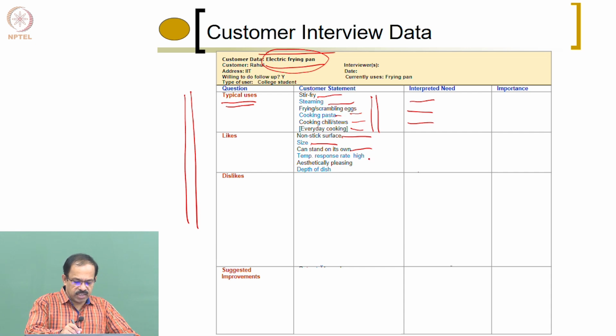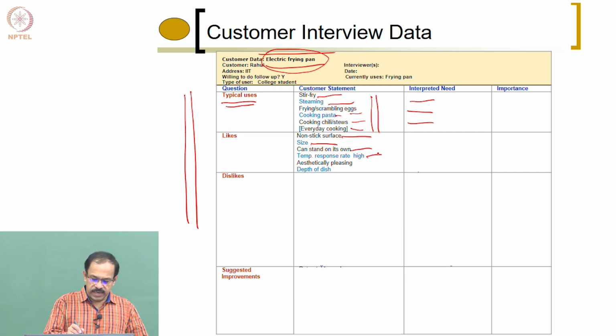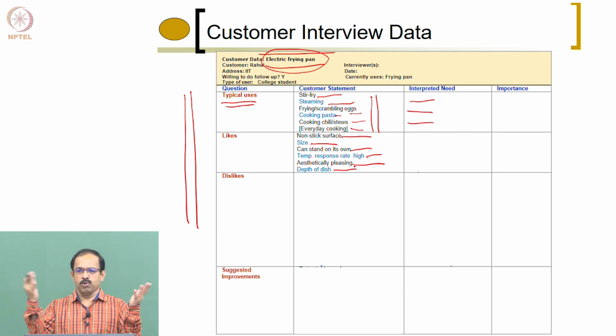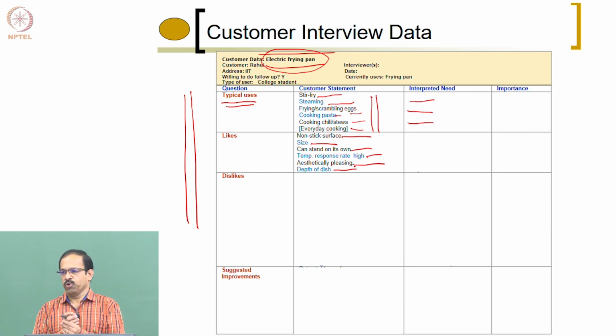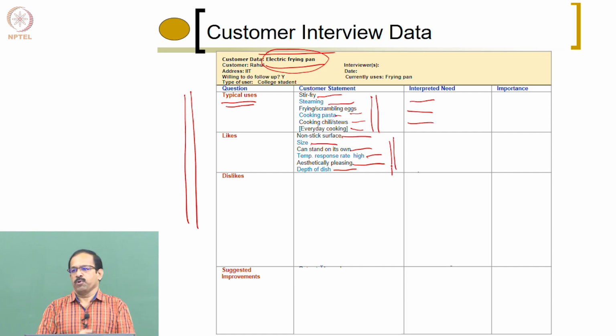Similarly, the temperature response rate is very high. That means it actually heats up very fast. That is the thing which he likes. And then it is aesthetically pleasing, and the depth of dish is also good. I mean, it has got enough depth so that it will not come out or spill when you are doing some cooking. So these are the things he likes about this product.